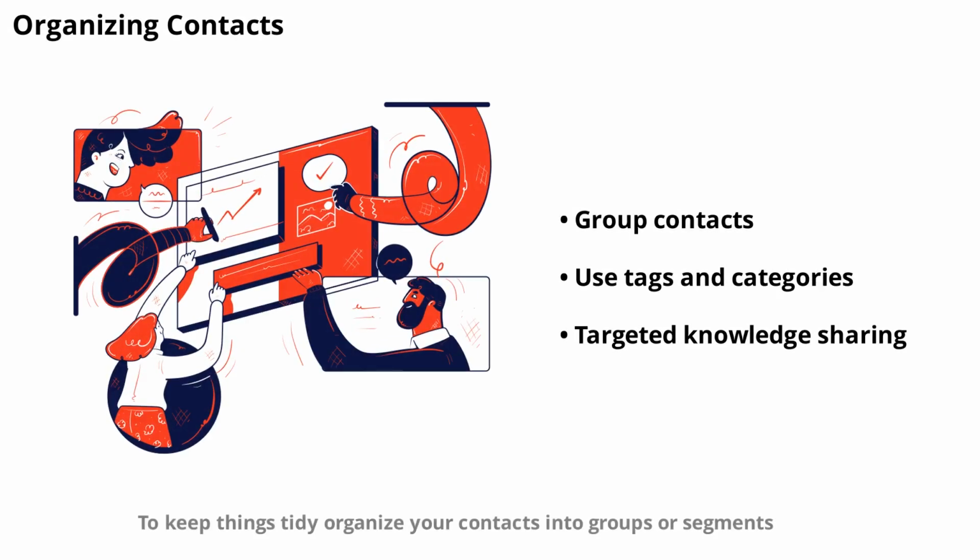To keep things tidy, organize your contacts into groups or segments. For example, you might have separate lists for customers, leads, and partners. Tagging and categorizing contacts makes it easier to find the right people and share relevant knowledge with specific groups.